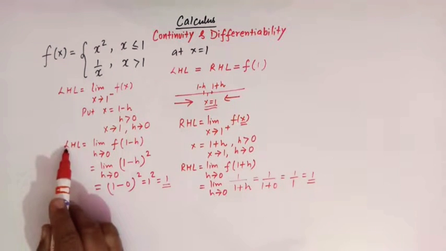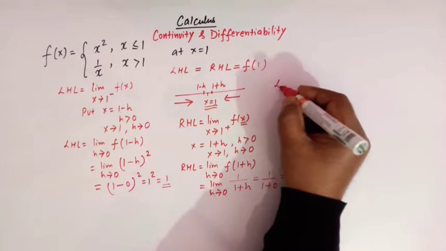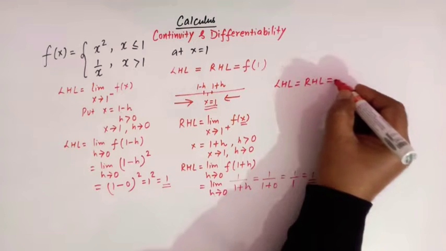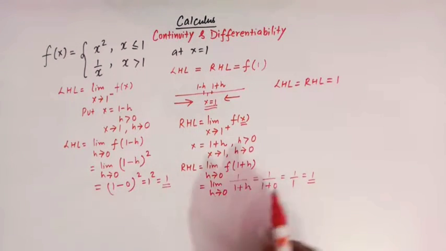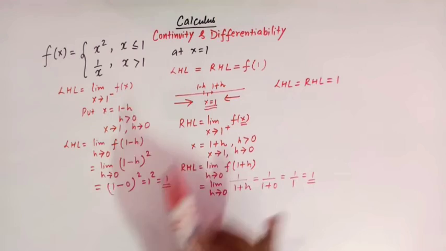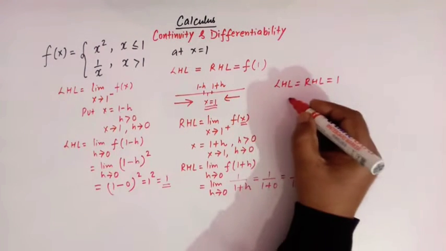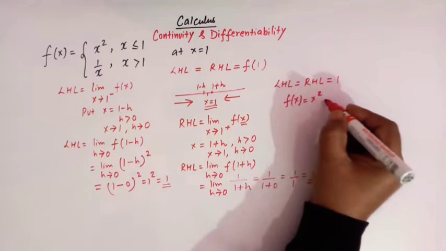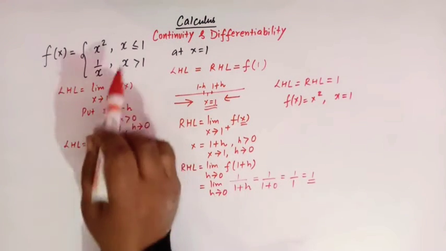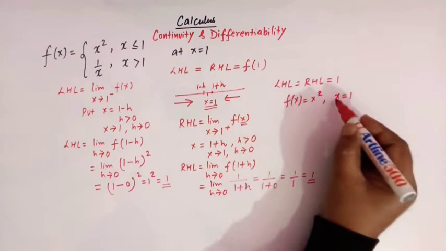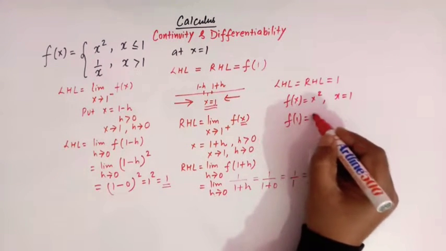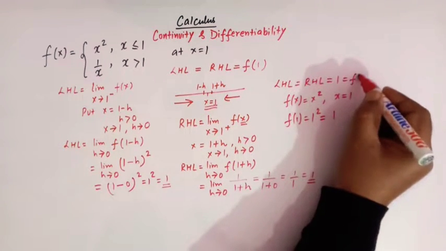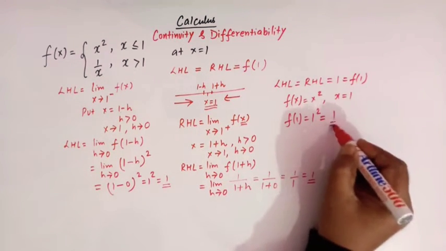Now we see that the left hand limit is equal to the right hand limit, and both are equal to 1, and now we have to find f of 1. The function is defined as f of x is equal to x square when x is equal to 1. So here f of 1 is equal to 1 square, that is equal to 1. So we see that f of 1 is also equal to 1.